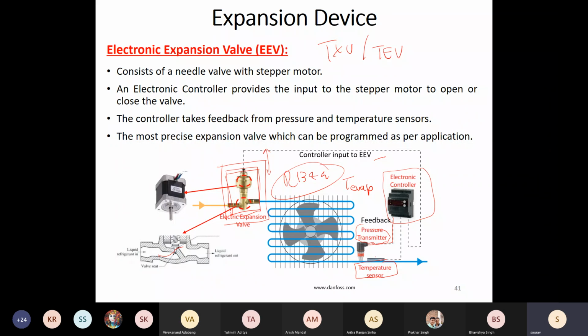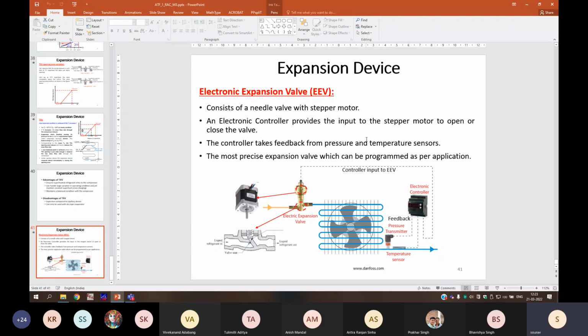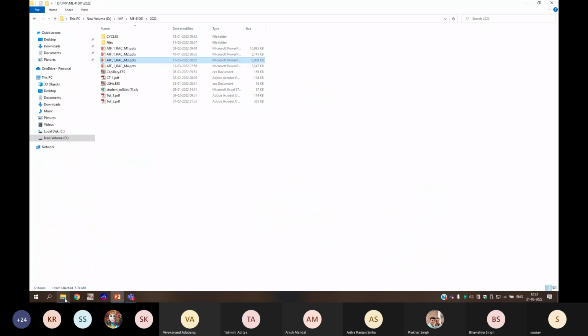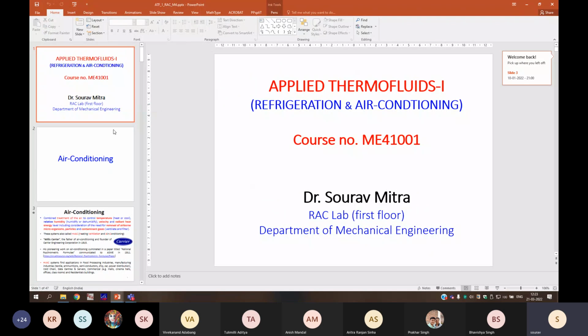So any questions that you have from the hardware point of view, the refrigeration systems? People who have joined late also can ask in case you have any query. I'll upload this slide after this class. If you have no questions, then I'll start off with the air conditioning part.